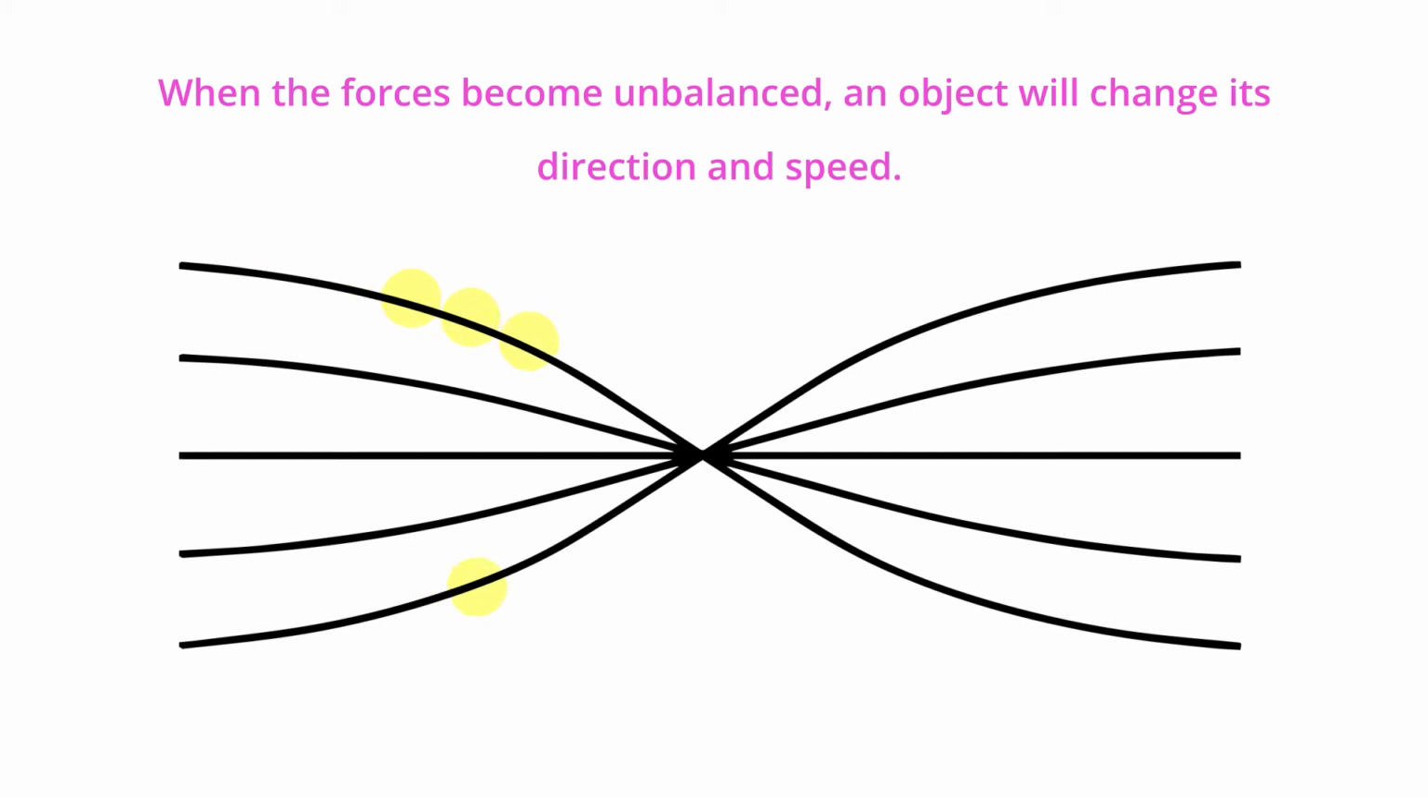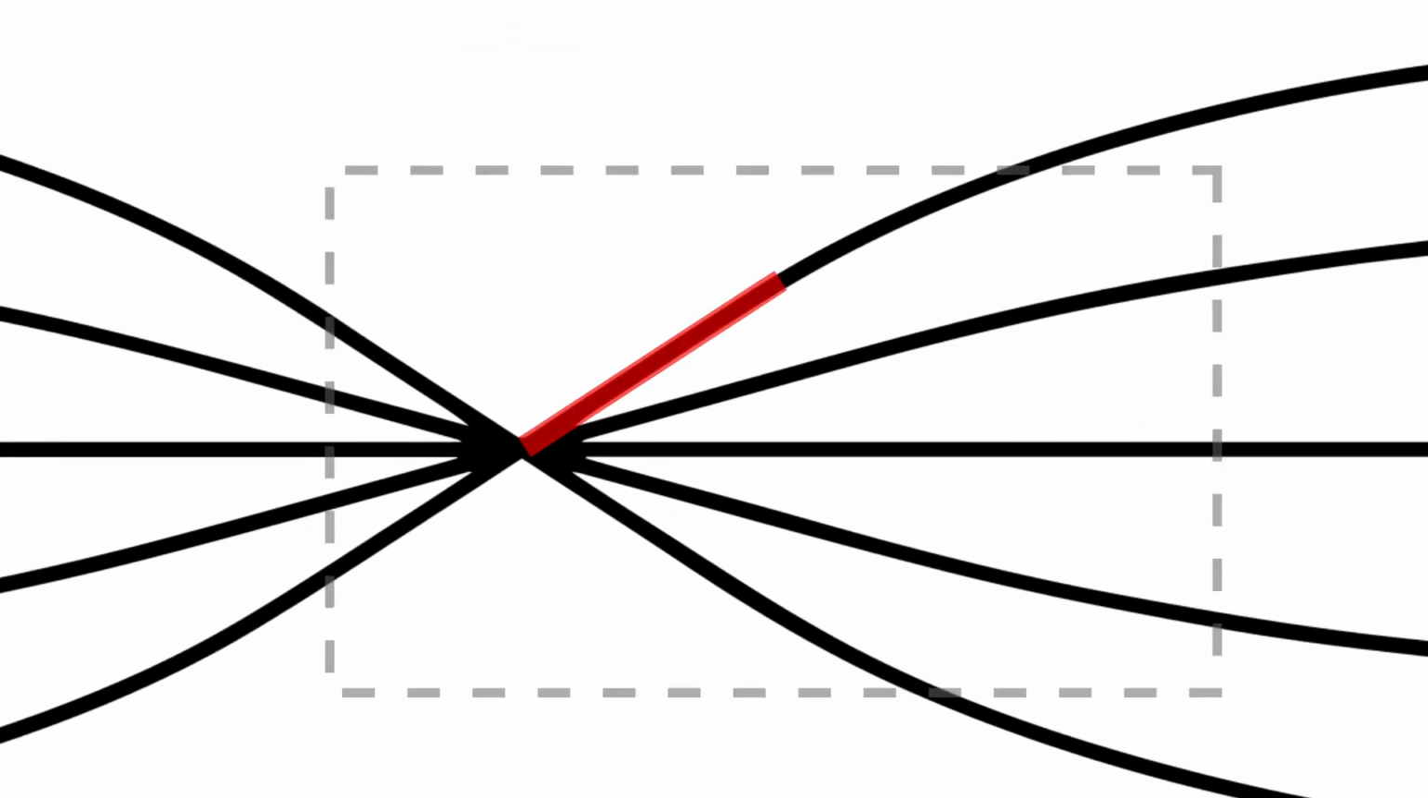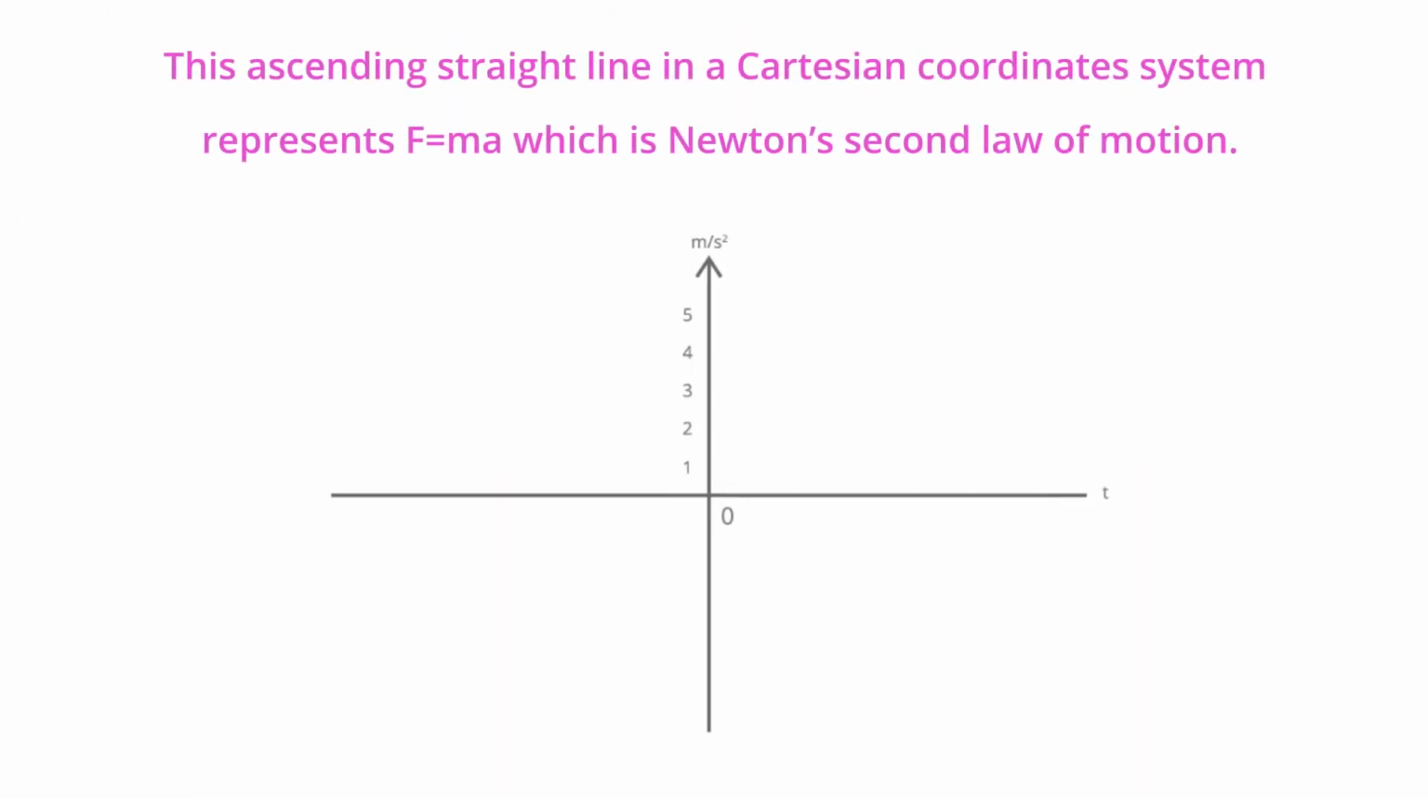Second law: when the forces become unbalanced, an object will change its direction and speed. In this model, it is expressed as an ascending straight line. This ascending straight line in a Cartesian coordinate system represents F equals ma, which is Newton's second law of motion.